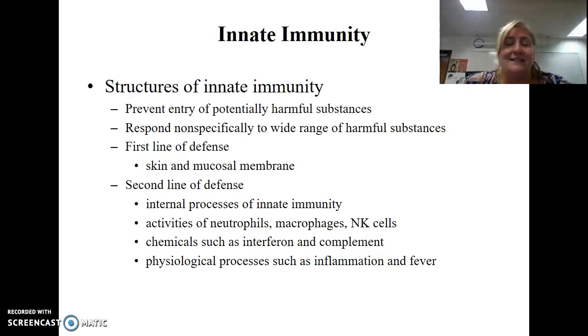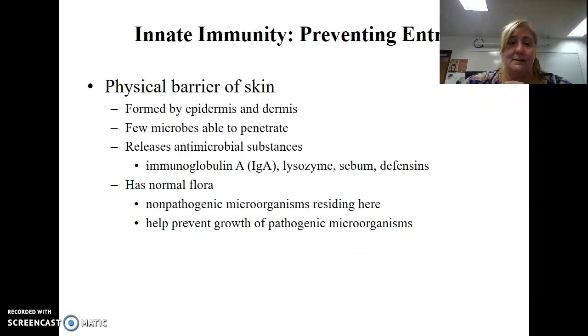Our second line of defenses are the chemicals that our cells make, chemicals that are given off by the pathogens, responses to the chemicals, and the different white blood cells that attack those pathogens.